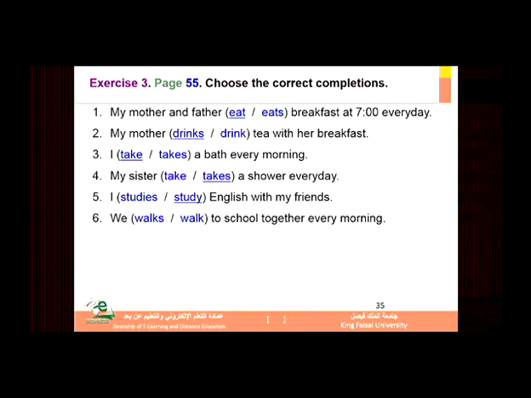Question number 6. We walk to school together every morning. So the verb is walk, and the subject is we, so we do not have an S at the end of the verb, so we walk to school together every morning.